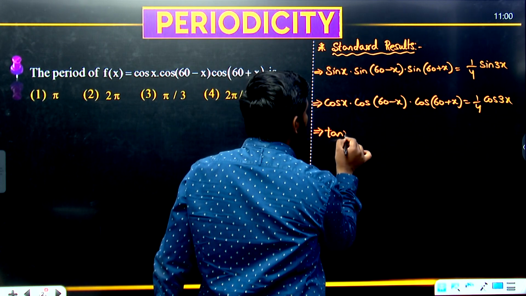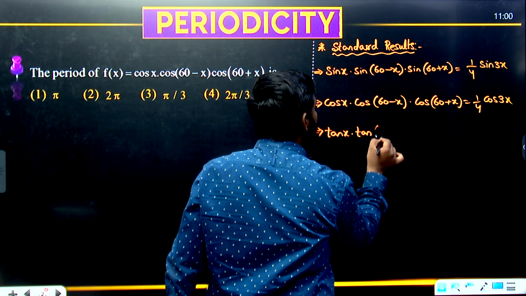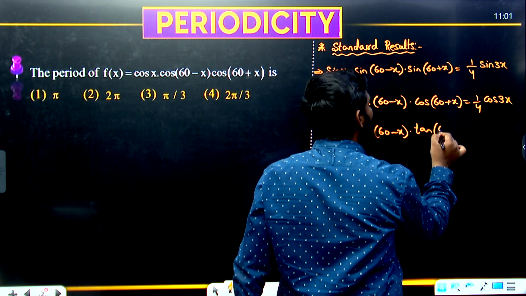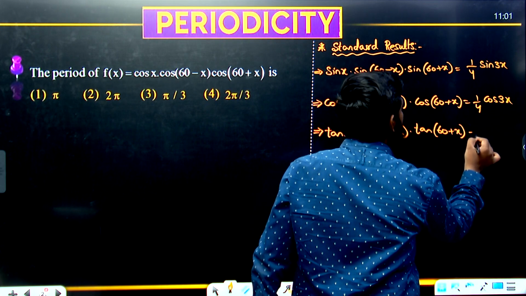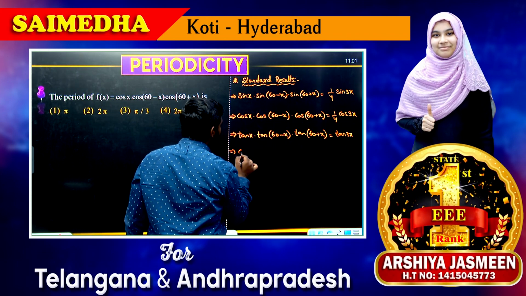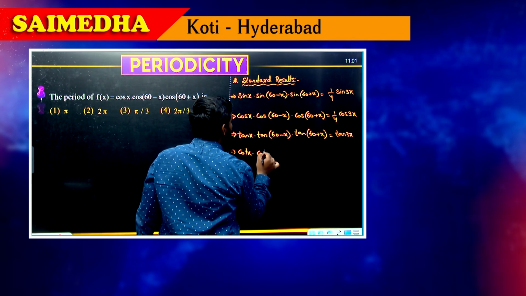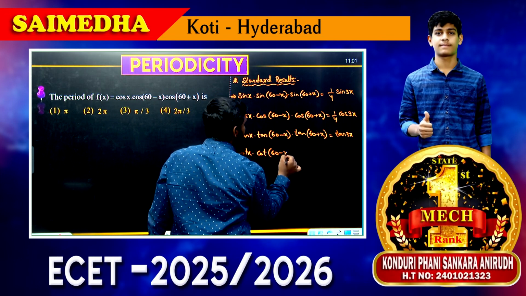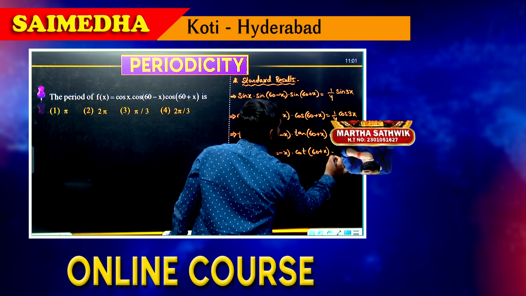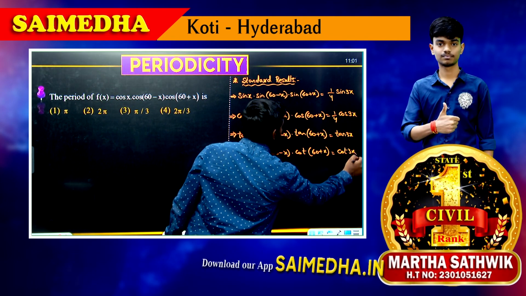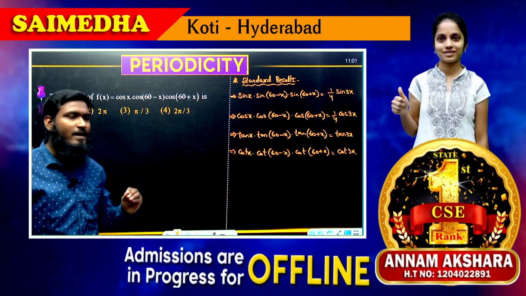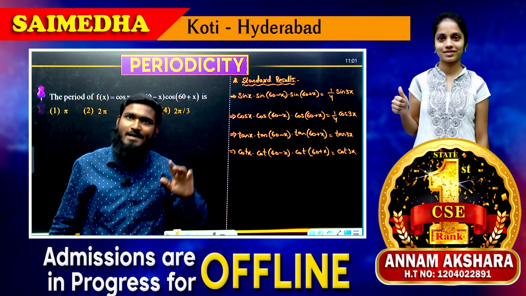Next, tan x · tan(60° − x) · tan(60° + x) is equal to tan 3x. Next, cot x · cot(60° − x) · cot(60° + x) is equal to cot 3x. This part we have taken. So these are some of the standard results. Whenever we have this type of question, we write the answers directly.